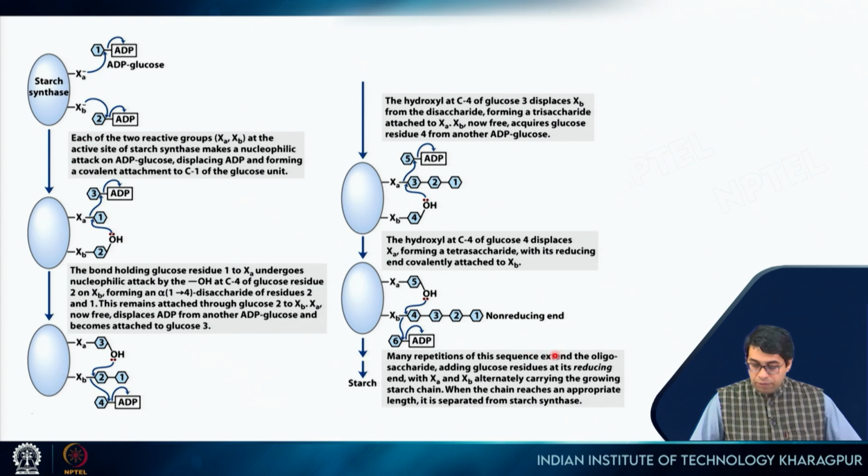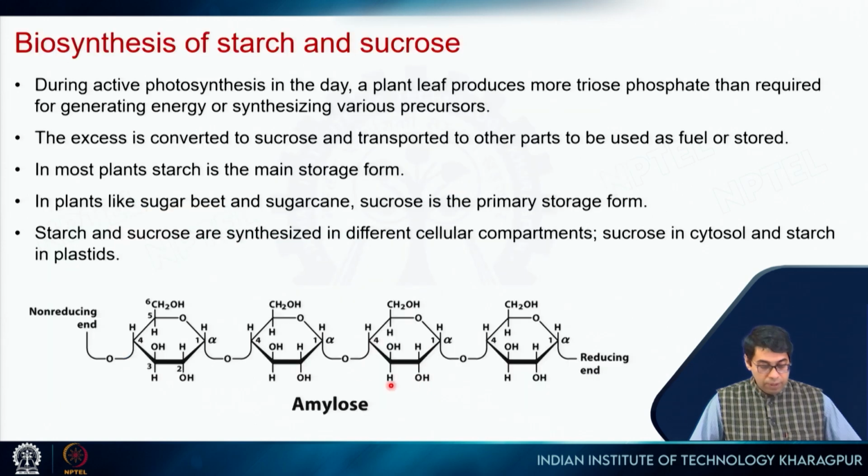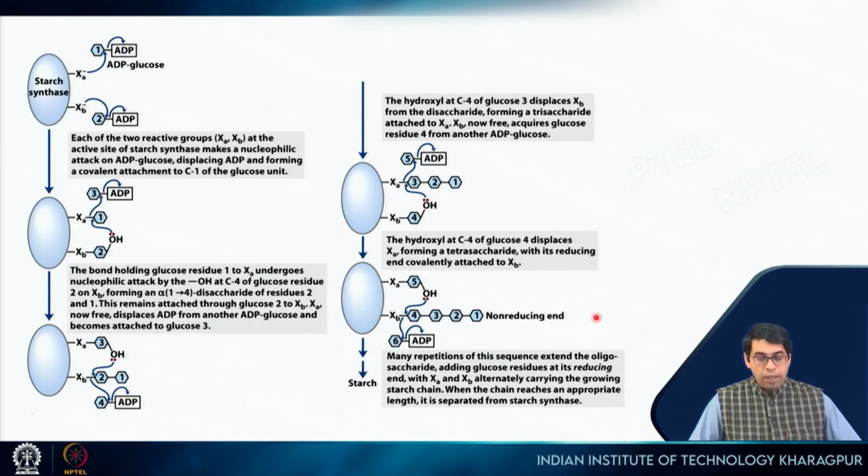So, many repetitions of this sequence extend the oligosaccharide, adding glucose residues at its reducing end. So, this is the reducing end, it will keep on adding more and more sugars at this end, okay, and it can go on. So, depending on how many reactions happen, you will get a long polysaccharide.